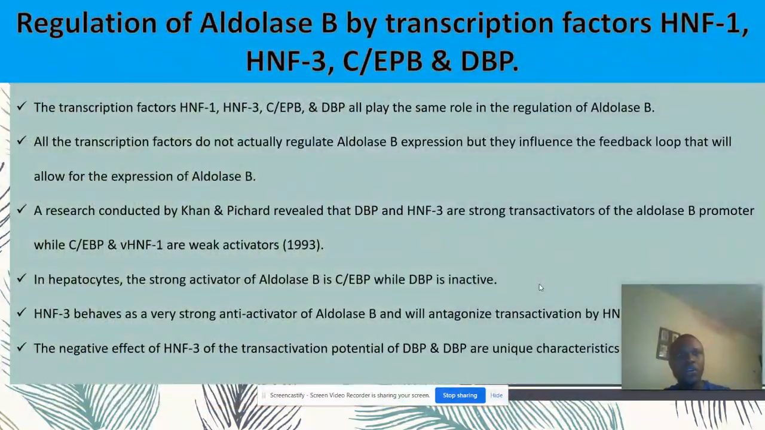Now I want to look at the regulation of aldolase B by the transcription factors HNF1, HNF3, C/EBP, and DBP. It's important to note that they all play the same role in the regulation of aldolase B. The transcription factors do not directly regulate aldolase B expression, but they influence the feedback loop that allows for the expression of aldolase B.